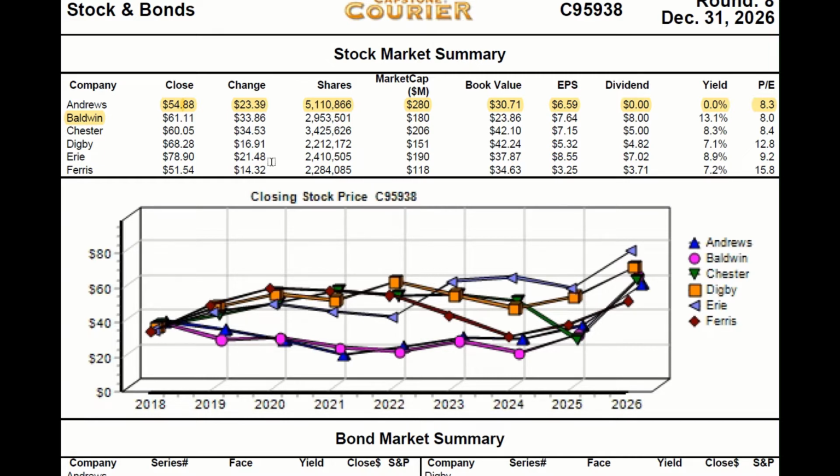So in this case, if we look, we can see Andrews and Chester effectively are the two wealthiest companies, and then we have Ferris coming in third. So even though we look at one parameter, we need to be able to essentially evaluate all of them.